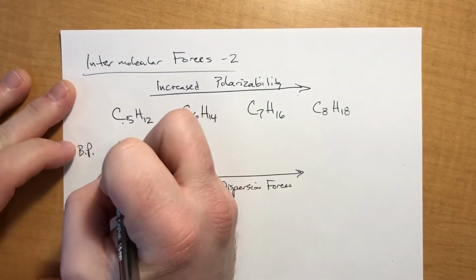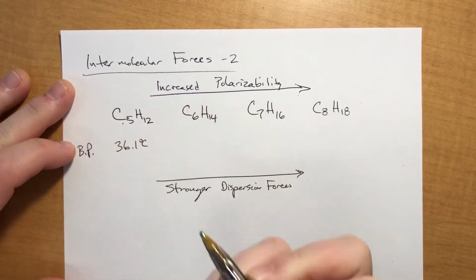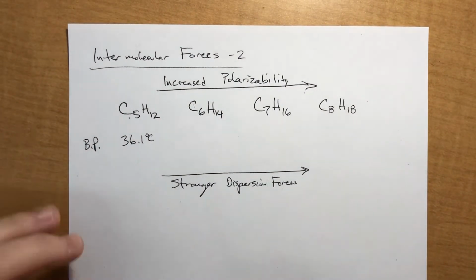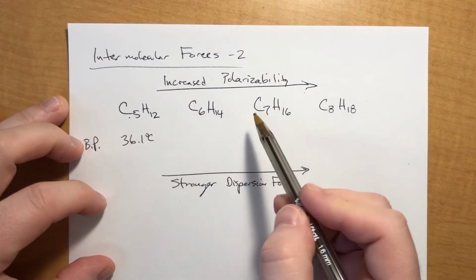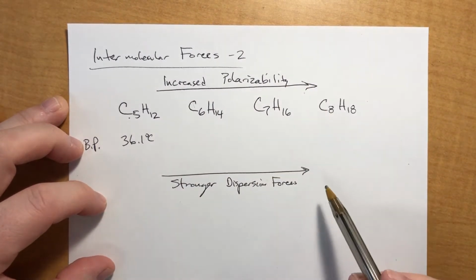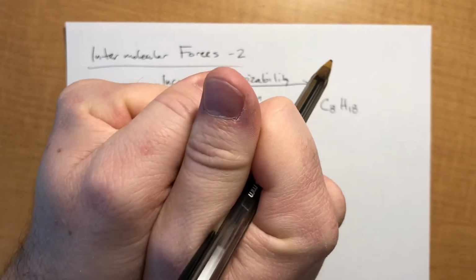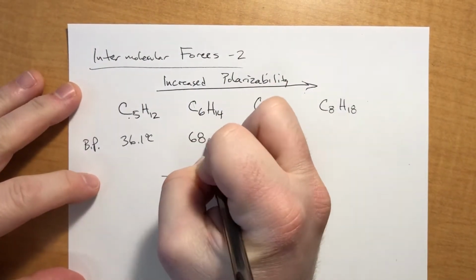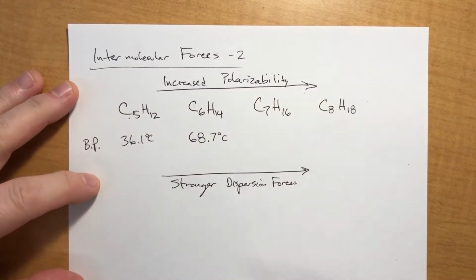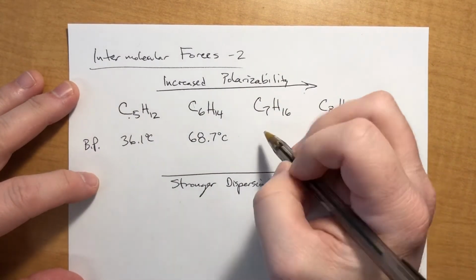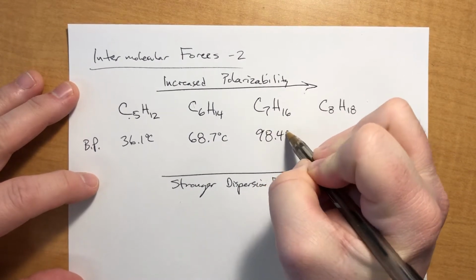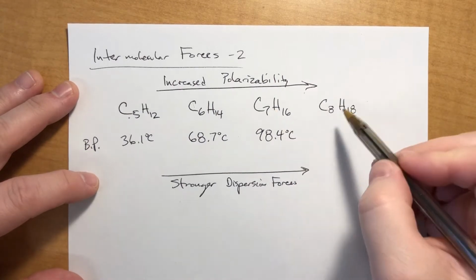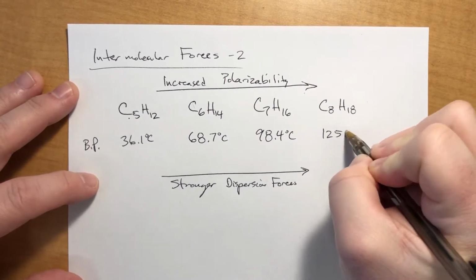So what we see is that this boils at 36.1 degrees Celsius. Great. We have no perspective as to whether that's a high number or a low number. That's fine. Adding one more carbon makes it more polarizable, gives it stronger dispersion forces, so the forces holding it together are stronger, so it's going to take more energy to overcome those forces, and the boiling point jumps up to 68.7. You add one more carbon, and it jumps up to 98.4. These are in Celsius, not Fahrenheit. And octane, one more carbon, jumps up to 125.7.